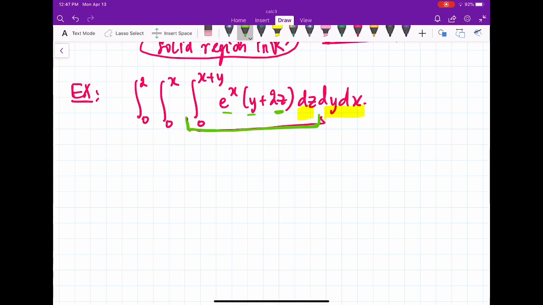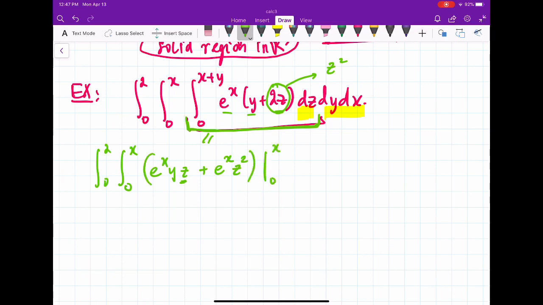That integral is equal to, I write here from 0 to 2 because we don't change that. We have e^(xy). I put one z in here because that is constant; the antiderivative is just z. The second one is e^x. The antiderivative of 2z is z squared, right? So I have e^x z squared. This is evaluated from 0 to x plus y, dy dx, okay? And then you plug x plus y and 0 in the position of z.